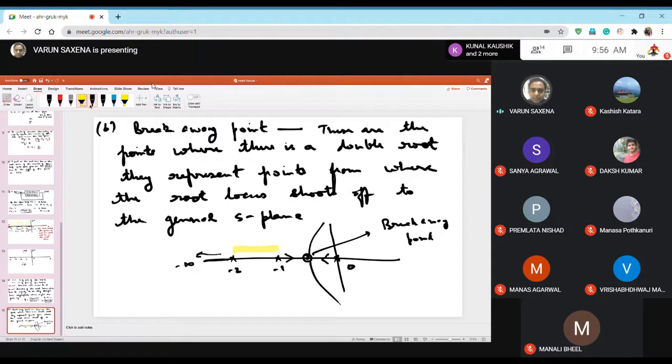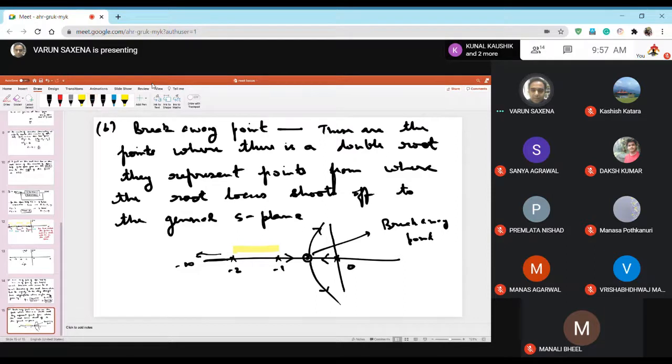So no problems there. But then the question is, what will happen to the branch that starts from -1 or that starts from 0? Where will that go? Obviously they will move along this side towards each other, but they cannot terminate into one another. So there will be a point here which will just shoot off. So this graph will actually go like this.